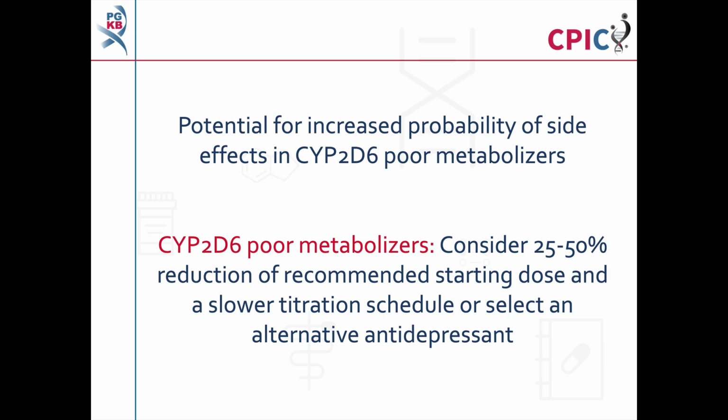Due to the potential for an increased risk of side effects in CYP2D6 poor metabolizers, the guideline recommends that a 25 to 50% reduction of the starting dose and a slower titration schedule be considered. Alternatively, consider selecting an alternative antidepressant.